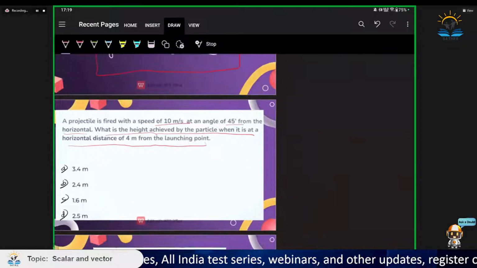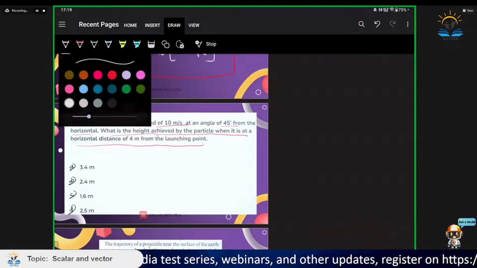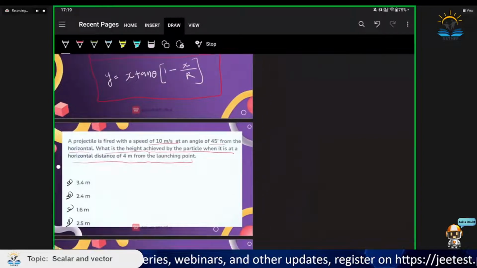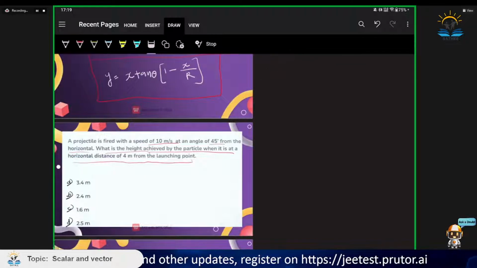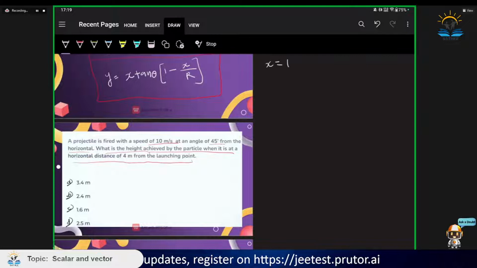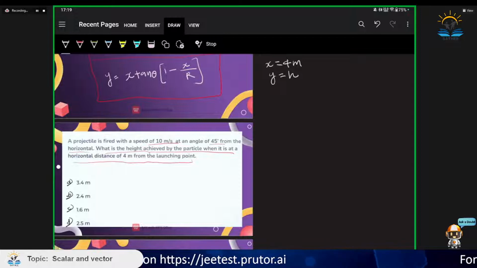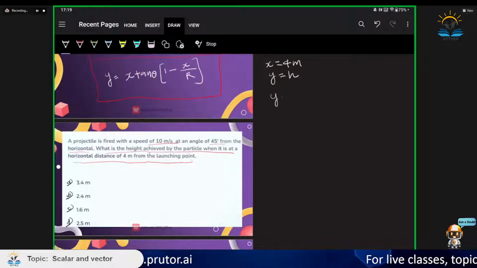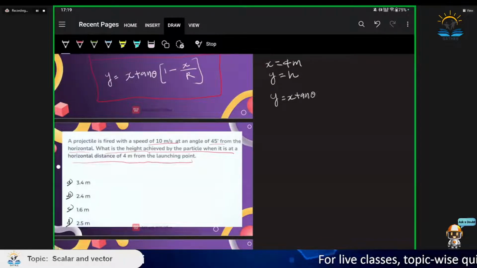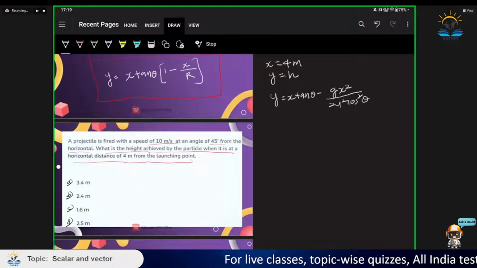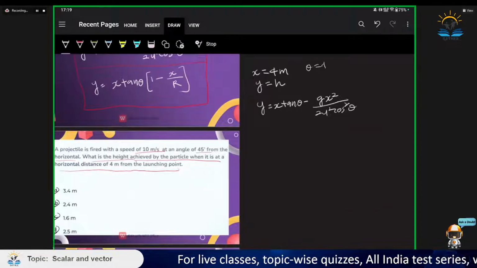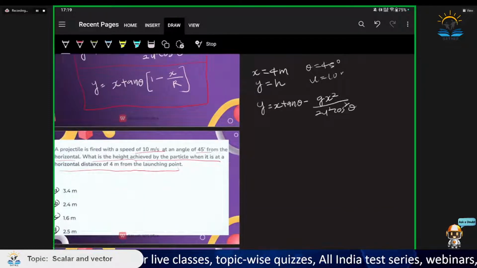Horizontal distance of 4 meter from the launching point. That means we have been given the x coordinate. X is 4 meter. We have to find the height, and height means y only. So let's apply this trajectory equation: y equal to x tan theta minus gx square by 2u square cos square theta. Here theta is 45 degree and u is 10 meter per second.